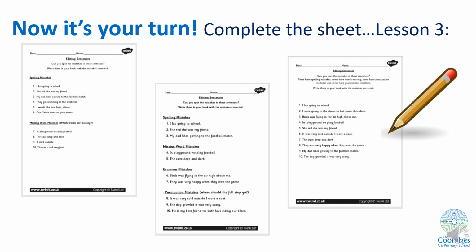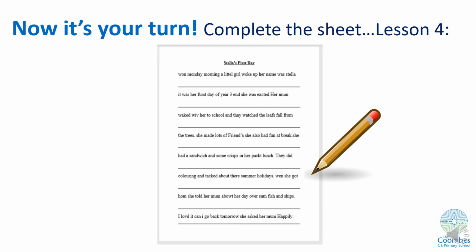Let me go through the sheets that you've got to do. So today there are 3 sheets for you to choose from. Each of these sheets practices editing sentences for spelling mistakes or missing words or grammar mistakes or punctuation mistakes. You don't have to do all the sheets, of course. Choose the sheet that you feel is best fitted to your ability and complete that. And then tomorrow you have another sheet where you need to practice your editing skills.